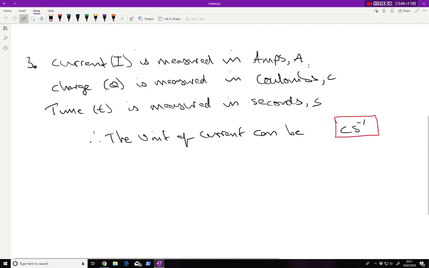Current I is measured in amps. So this is the common standard unit. Charge Q, as we know, is measured in coulombs. Time T is measured in seconds. So the fundamental unit of current is actually coulombs per second. How many charges, or what total amount of charge, is passing a certain point in the circuit per second.